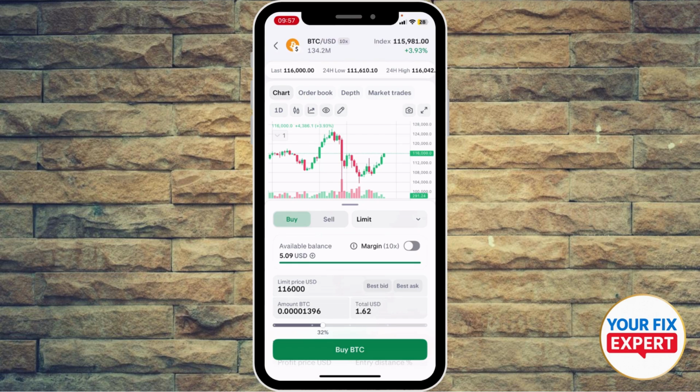After you set a specific buy or sell price that differs from the current market price, allowing you to wait for a better entry or exit point.